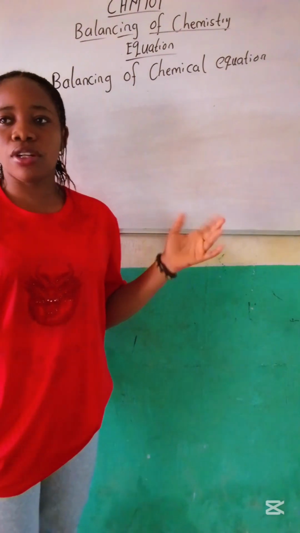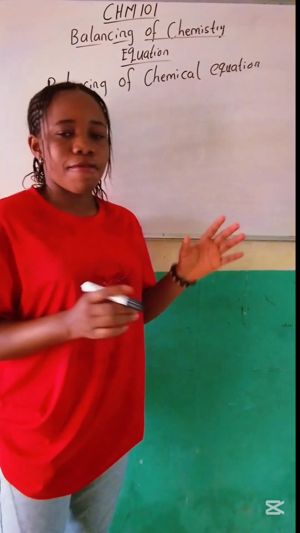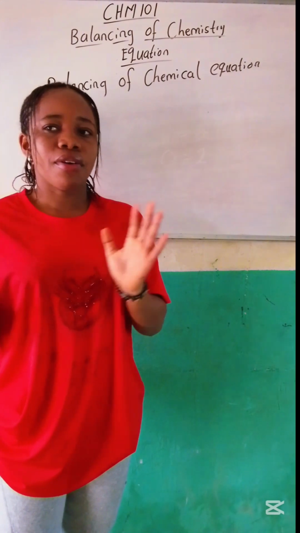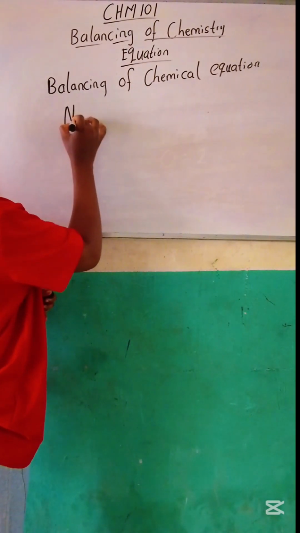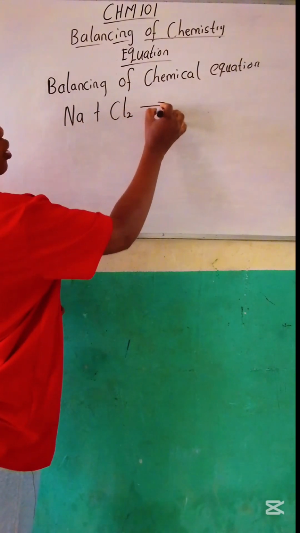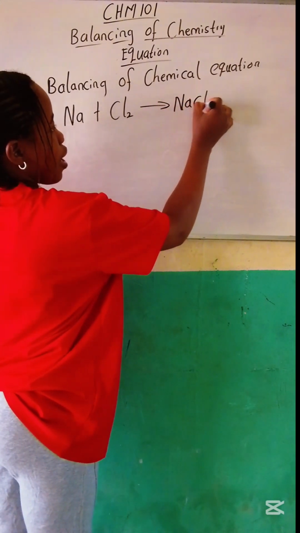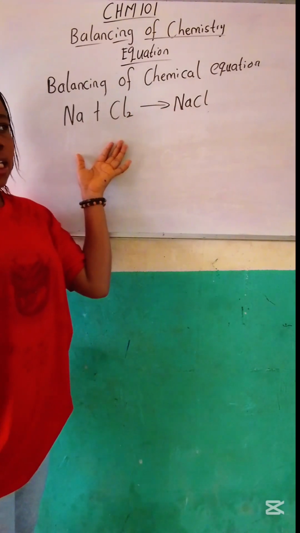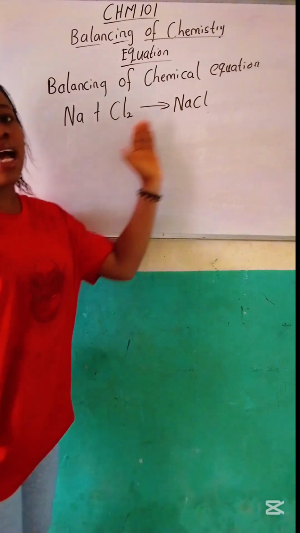Here is an example of a chemical reaction and how we can balance it. I'll use a popular one. Example: sodium reacting with chlorine to give sodium chloride. First step, remember, is to write out the correct formula of the substances involved. So sodium reacting with chlorine gives us sodium chloride. First step done.